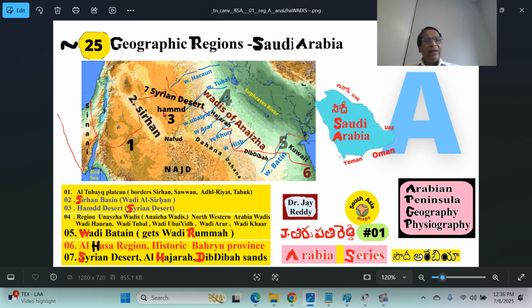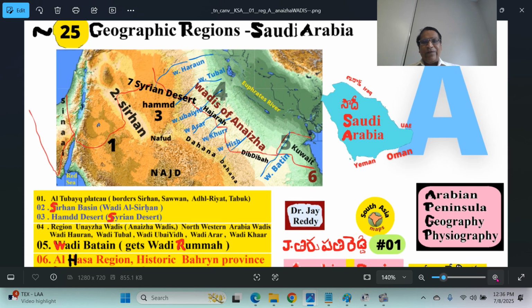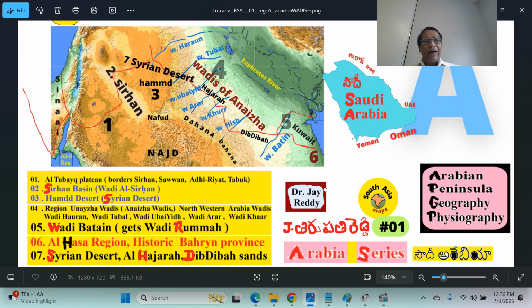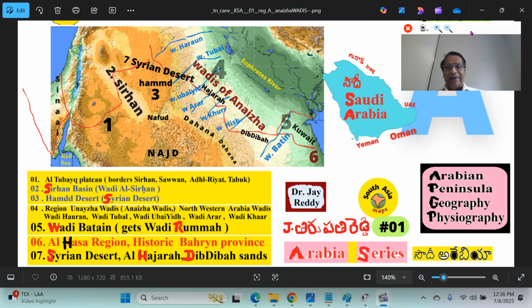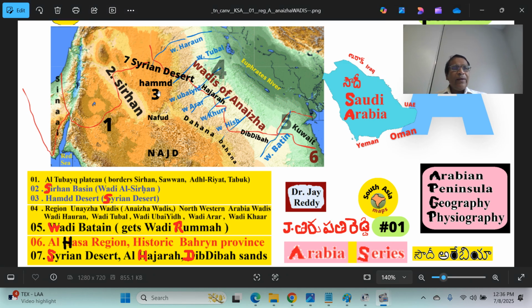Number three is the Syrian desert. The southern part of the Syrian desert is called the Hamad Desert. If you are not clear here, I will show you on other maps, and you will get clarity there. Hamad is the southern part of the Syrian desert.